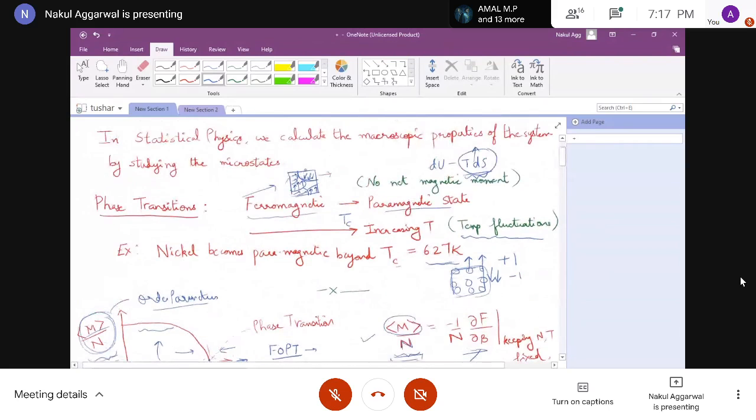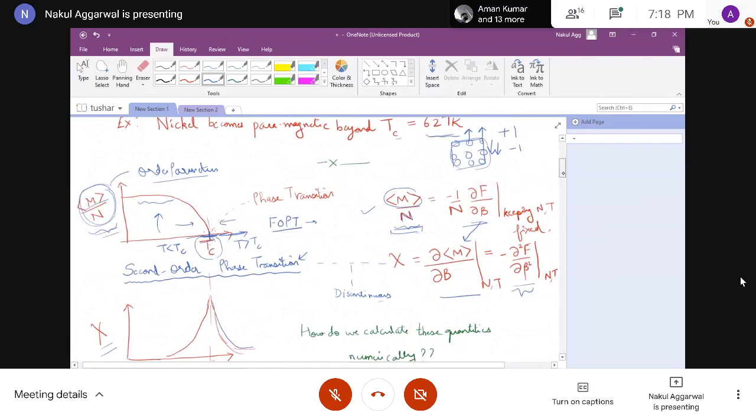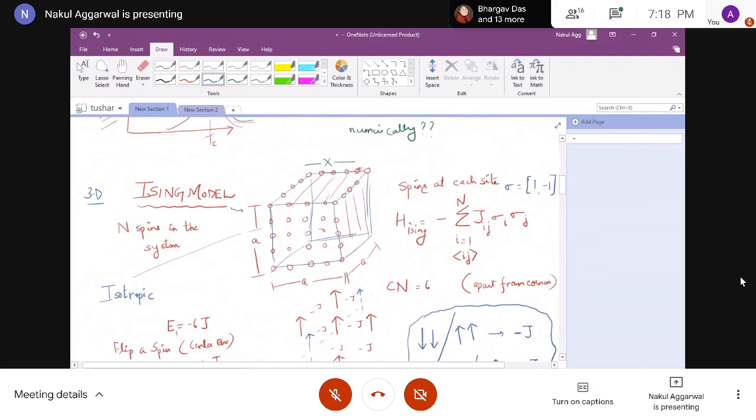In a ferromagnetic state, all these spins interact with each other. So we now need something to model these interactions, which is basically done by an Ising model. In German it's called Ising, but that's the proper pronunciation of the scientist's name.